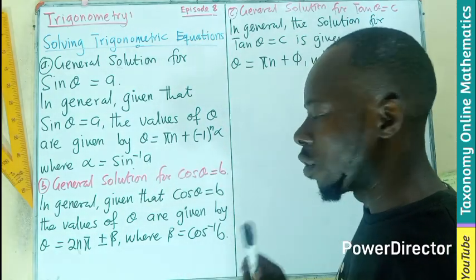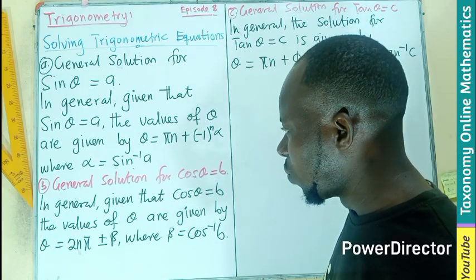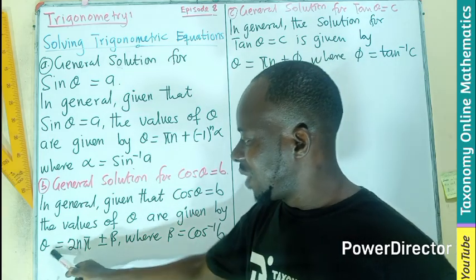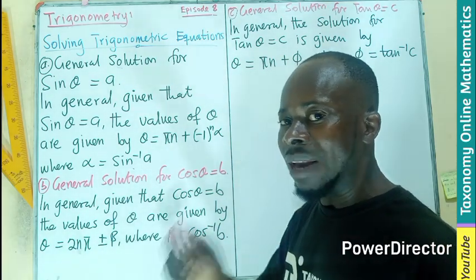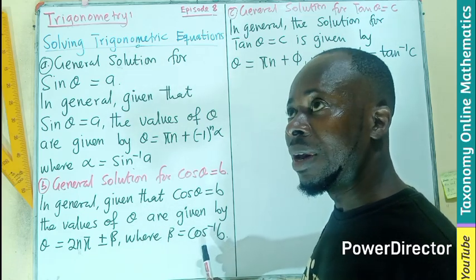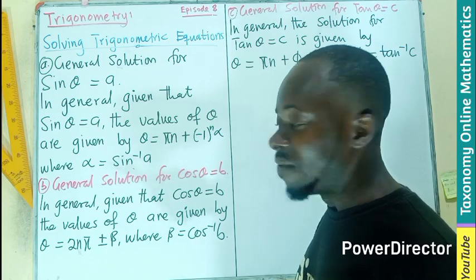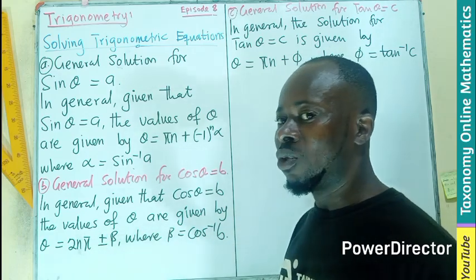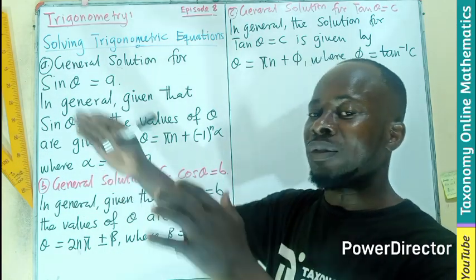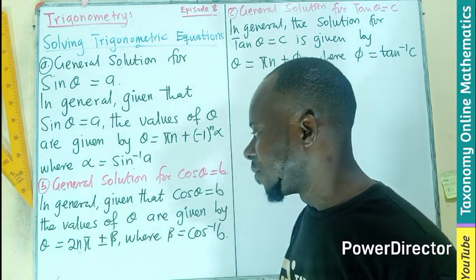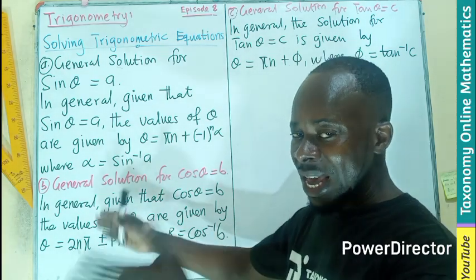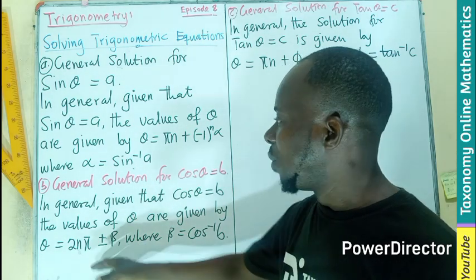Then the general solution for cos, any value you get, is given by theta equals 2n pi plus or minus beta, where beta is just the cos inverse of the angle. The n here is looking out for the number of angles. So we begin from 0 and continue until you get your range of interval. Remember, 2 pi is also 360. So in the case of degrees, I'll be going for that.